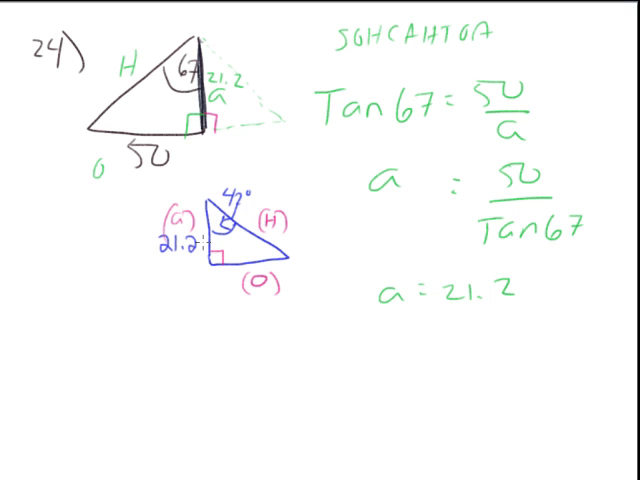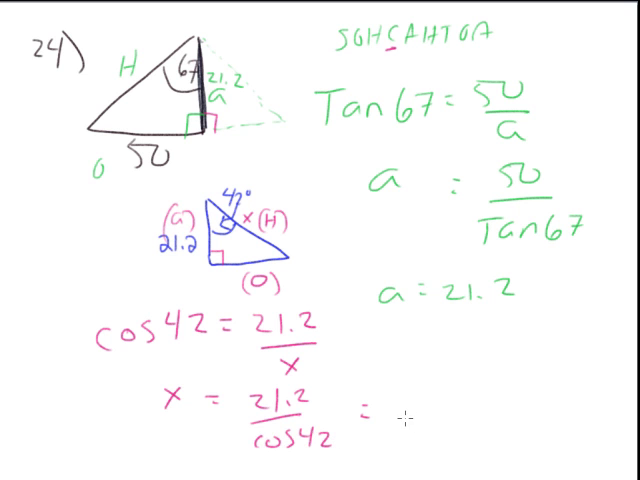Okay, so here I need to find my x, which is my hypotenuse. I have my adjacent and I have my hypotenuse. So looking here, which one do I use that has adjacent and hypotenuse? Well, that's cos. So I'm going to have cos of 42 equals 21.2 over x. Okay, do my switcheroo here. X equals 21.2 over cos of 42, and what I'm going to end up with is 28.5.